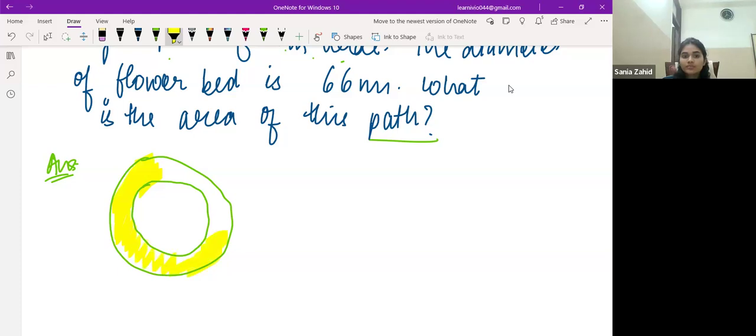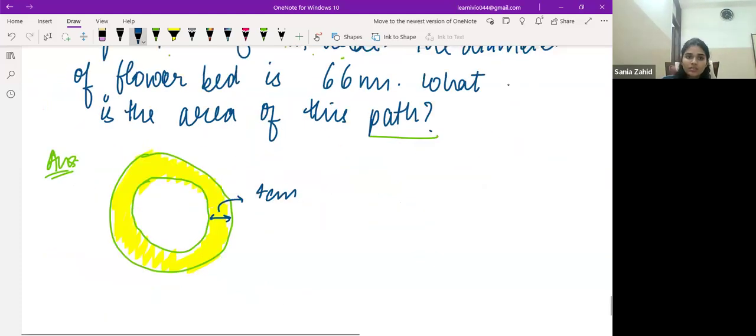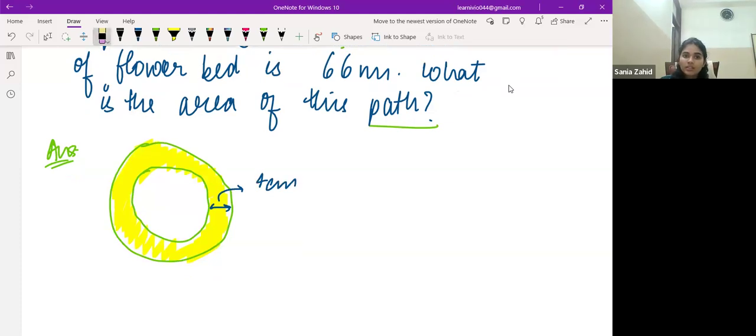You understand? Yes, ma'am. How wide is the footpath? What is the width of the footpath? 4 meter. Right? It is 4 meter wide.